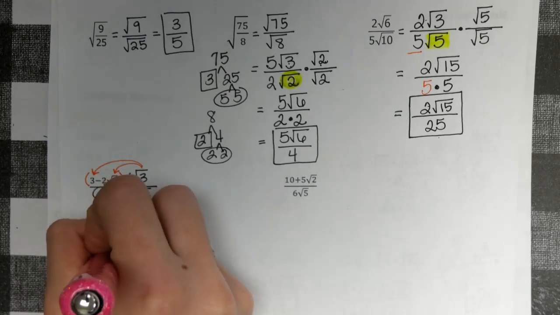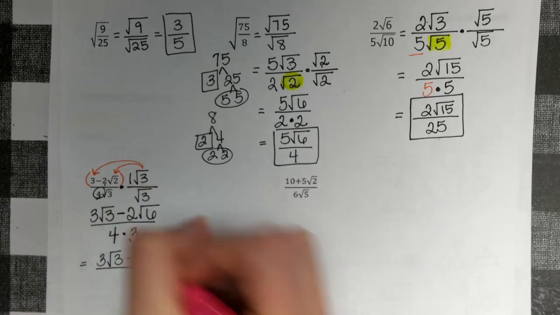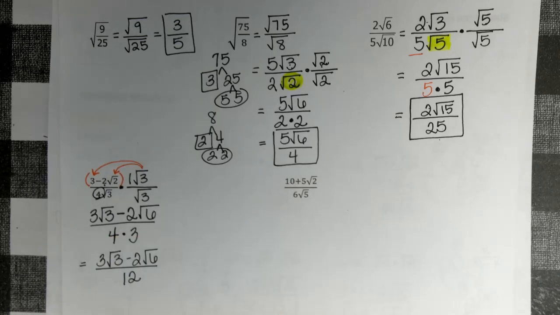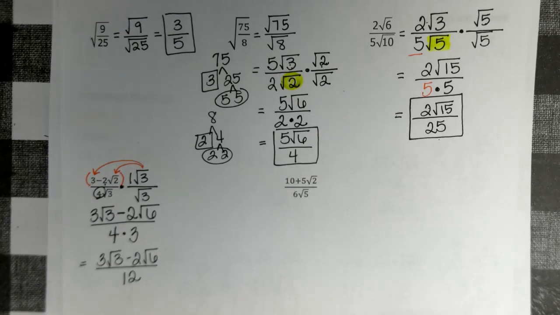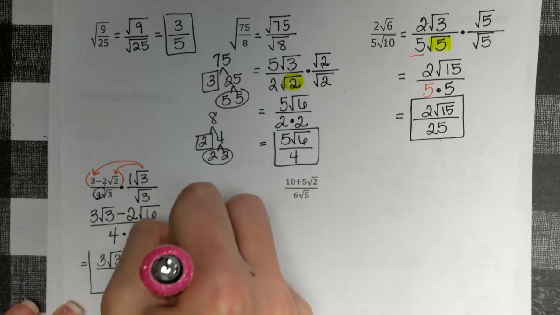So that gives me 3 square root of 3 minus 2 square root of 6, because I can't simplify that, over 12. Now you would check to simplify all of your outside numbers, 3, 2, and 12. They would have to be divisible by all the same, which they're not. They look like they would be, but 3 and 2 can't be divided by the same number. So that would be my final answer.